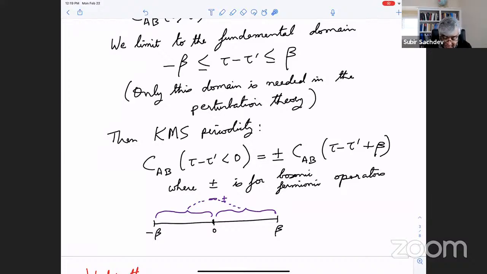And so you basically have to translate tau minus tau prime by beta. You shift it forward in time by time beta.